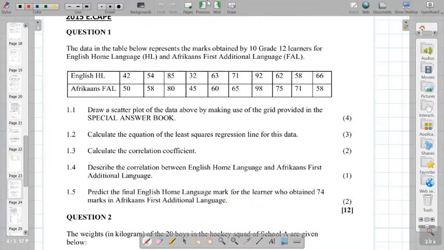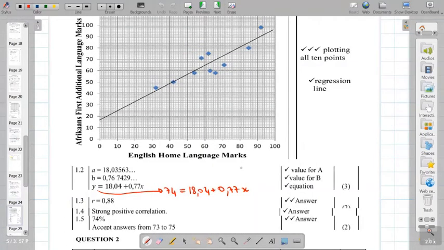So was it Afrikaans or English? Sorry, my bad. Who obtained 74 in Afrikaans? So we know the Afrikaans mark, that's 74. So we will write this equation, and then whatever answer for X is our English mark. So that's the prediction for this person who got 74 in Afrikaans. His English marks will be determined like that.